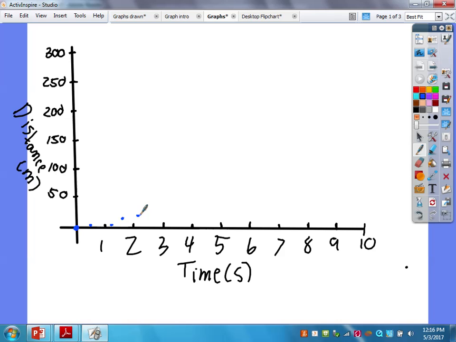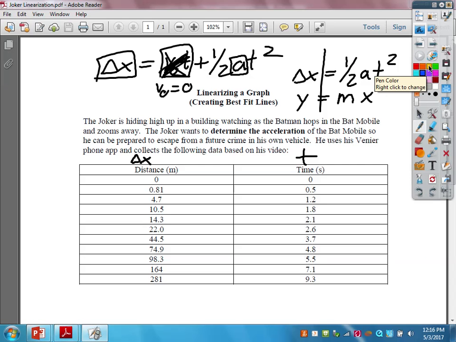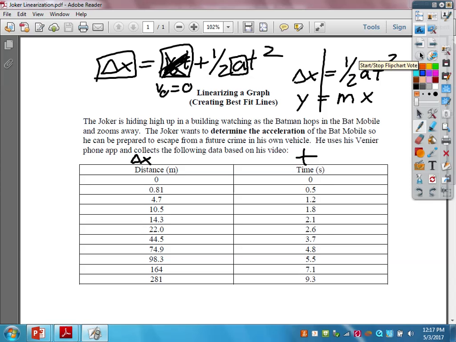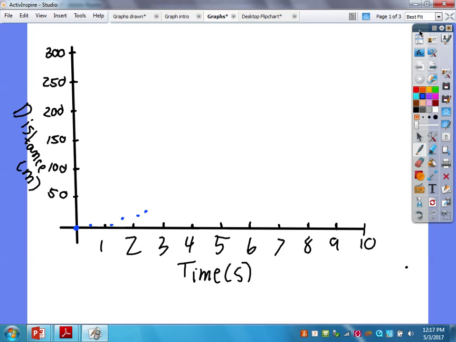It's not going to be perfect, obviously, and you're not going to make it perfectly. Take your time, though. 2.6 and 22. I probably put those up a little bit higher than they should be. 22, finally about halfway through. Probably should be over a little bit, but that's okay. Then 3.7 and 44.5, so almost up to the 50 mark.